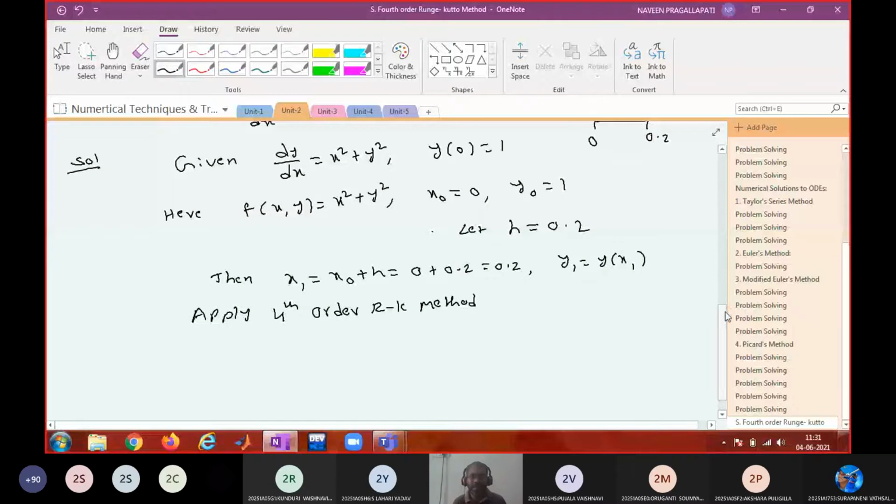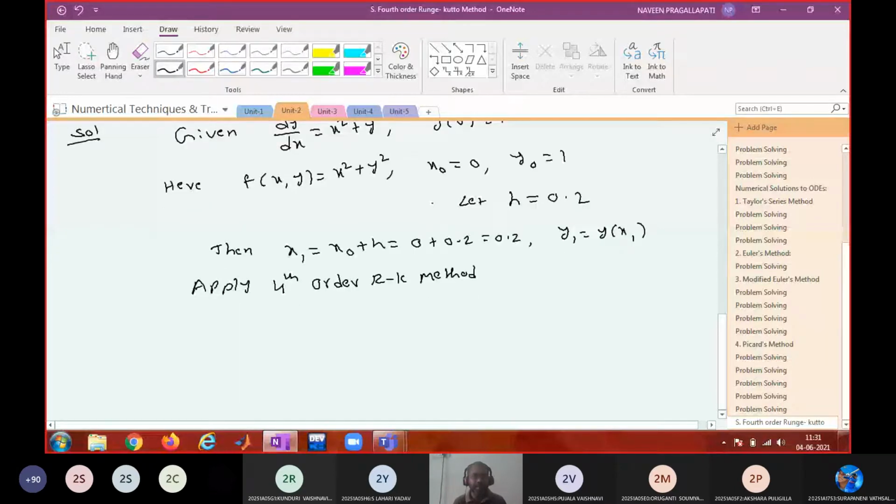So write down the formula and compute k1, k2, k3, k4. Okay, so y1 is equal to y0 plus 1 by 6 times k1 plus 2k2 plus 2k3 plus k4. So k1, k2, k3, k4 we will do on the next page. Shall I proceed to the next page?